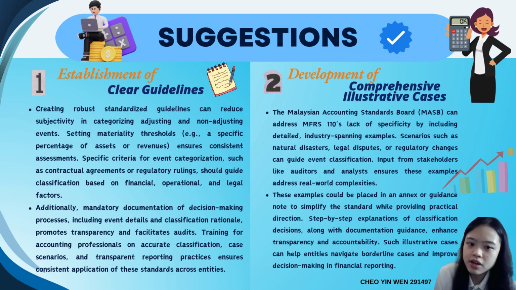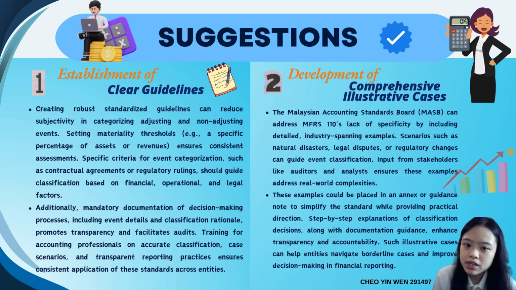So the first suggestion is to establish clear guidelines to address the subjectivity in assessing adjusting and non-adjusting events. Providing a standardized framework with clear guidelines is essential. This involves setting a materiality threshold to determine if an event significantly impacts assets, liabilities, revenue, or expenses, to allow consistent classification as adjusting or non-adjusting events. For example, an event affecting a specific percentage of assets or revenue could be classified automatically as an adjusting event.